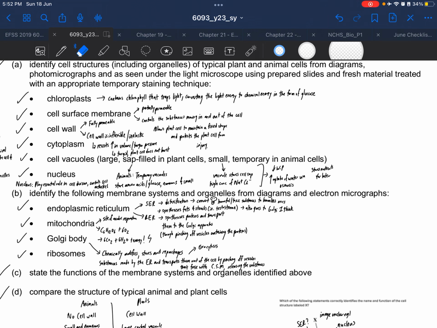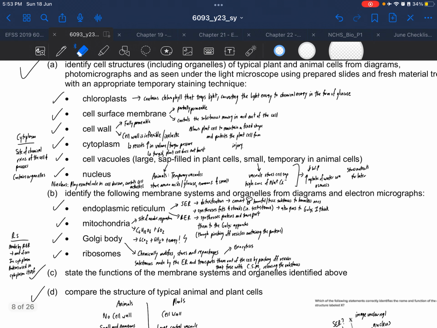And of course, I feel that the cytoplasm does not have a lot of functions, but basically the cytoplasm is the site of all the enzymatic reactions and the chemical processes in the cell. The chemical reactions in the cell. And it contains all the organelles such as the mitochondria and so on and so forth.